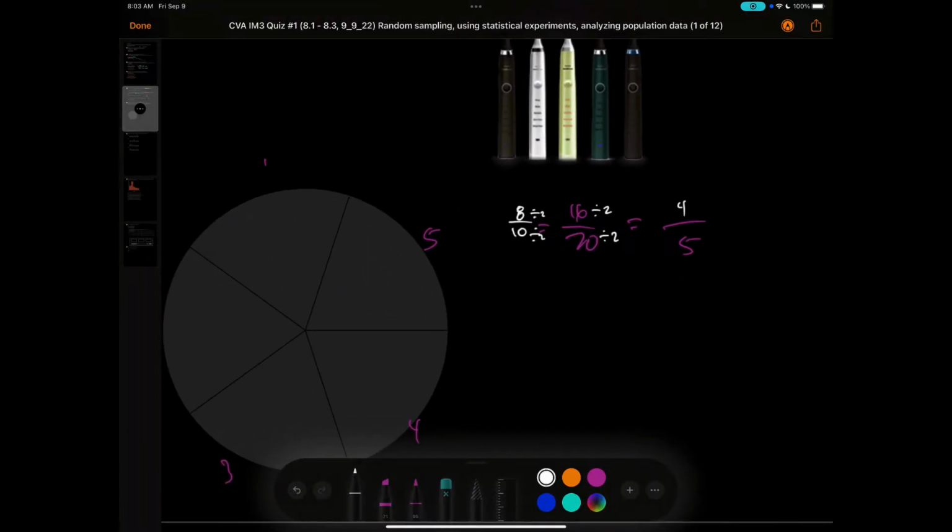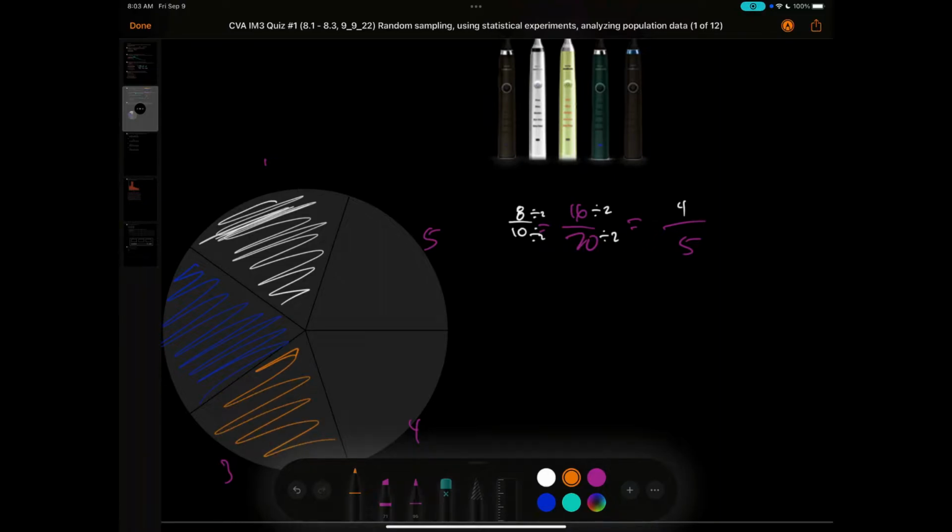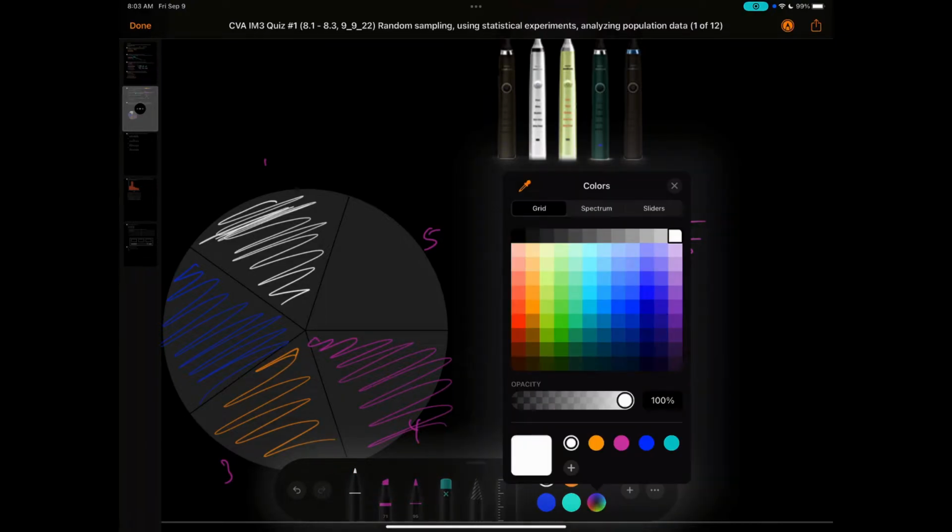So if I shade 4 out of 5 of these, 1, 2, 3, 4. 4 out of the 5 shaded represents 80%. 16 out of 20 is 80%.